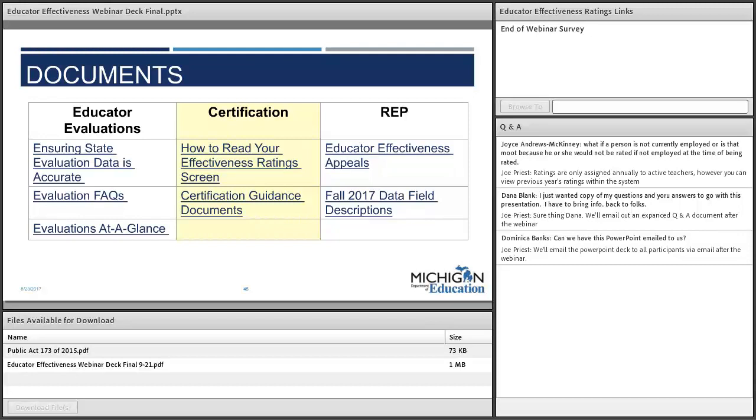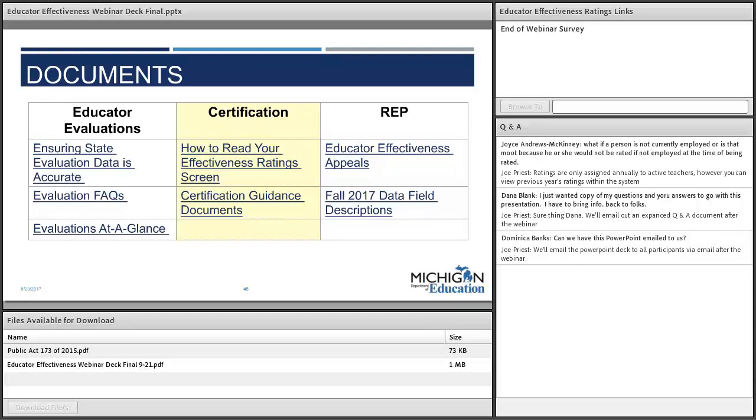For certification questions, you have the How to Read Your Effectiveness Rating screen, and that will be a lot of the information that Melanie talked through with the screenshots. And then also the certification guidance document. So for questions specifically related to any of the different certificates available, you can find those guidance documents by clicking that link.